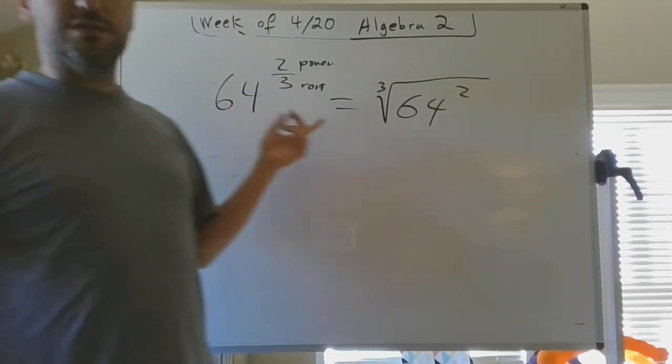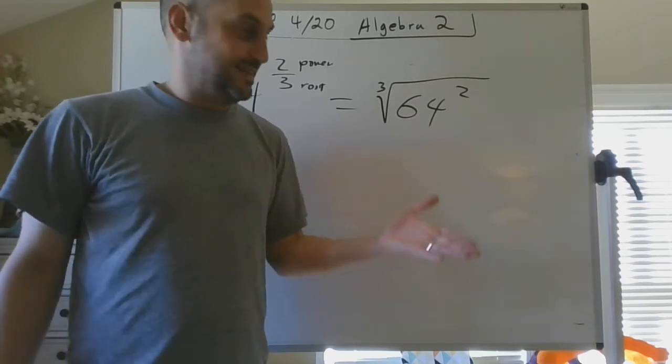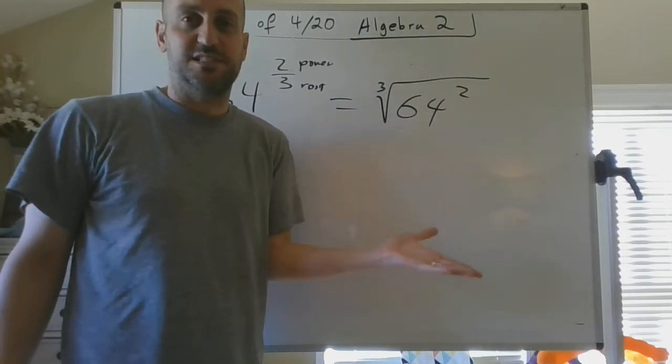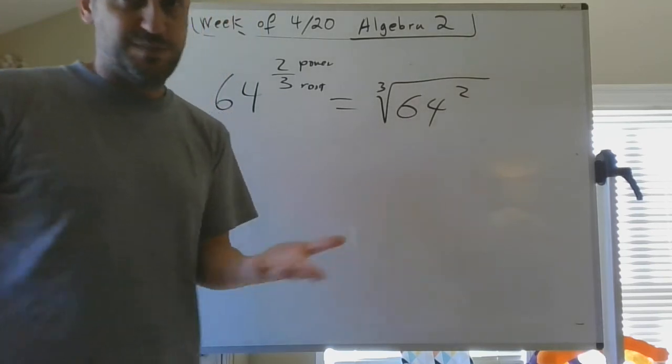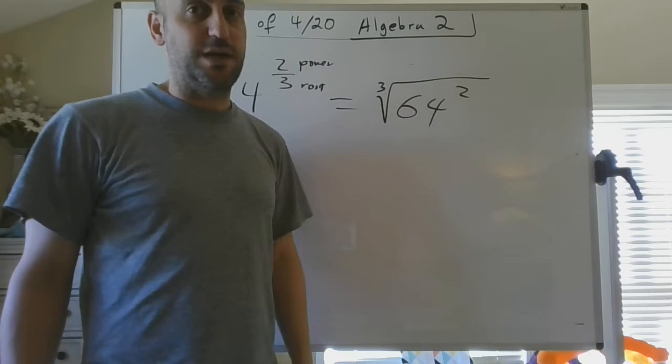Now I have two ways to do this. I can do 64 squared right now. But that's not fun. That's a tough number to do, 64 squared. 64 times 64, especially if you don't have a calculator handy. And then I got to cube root that. Oh, it's quite a bit.